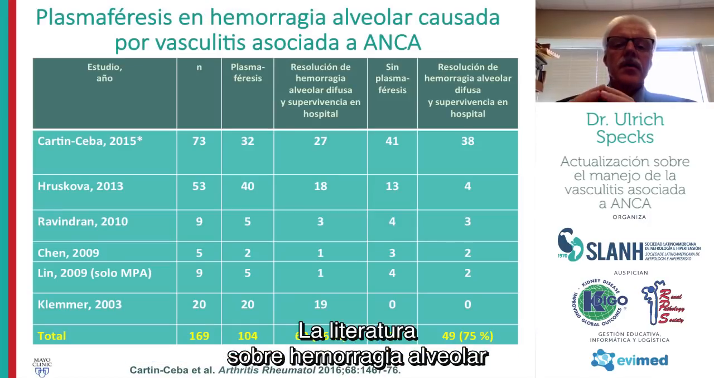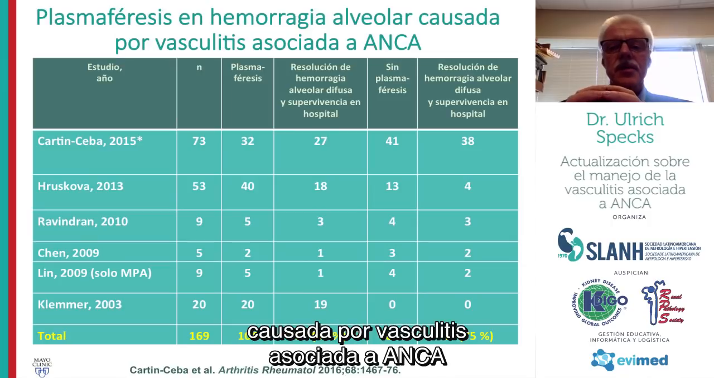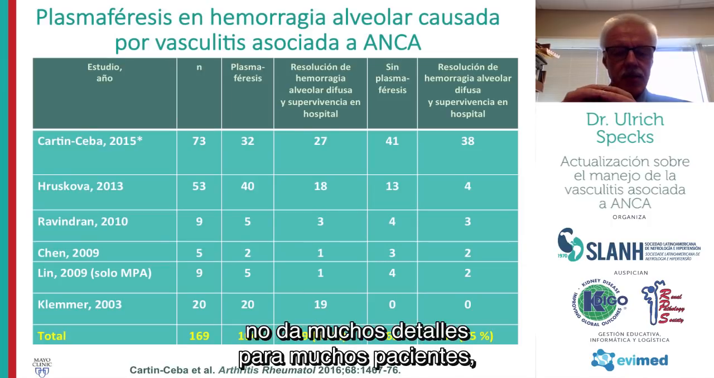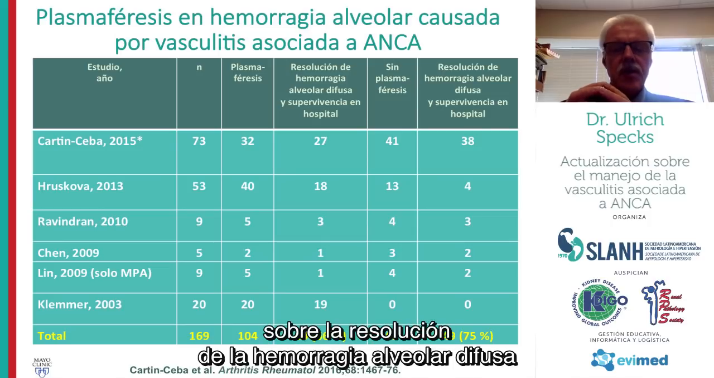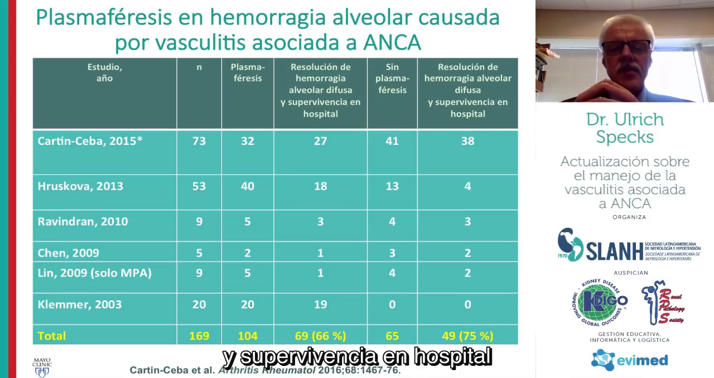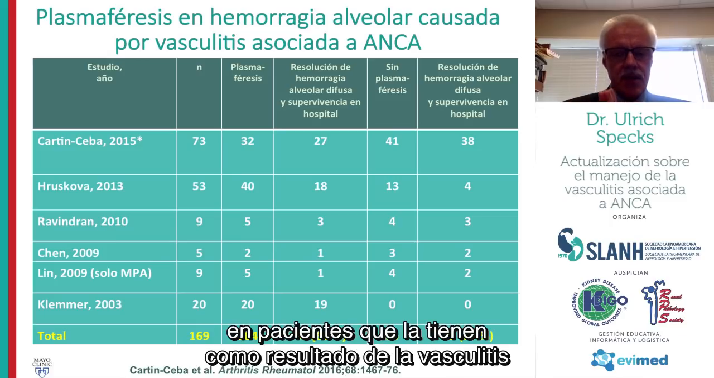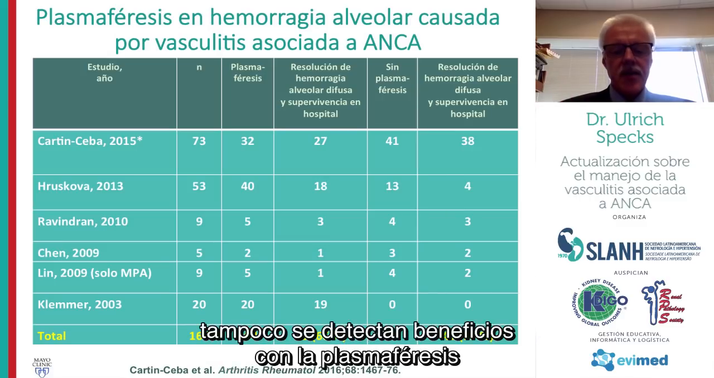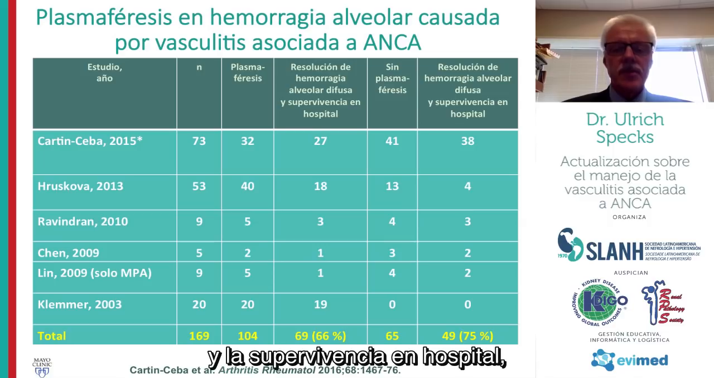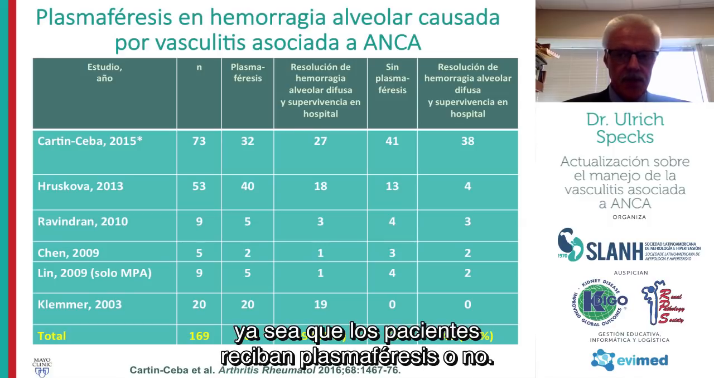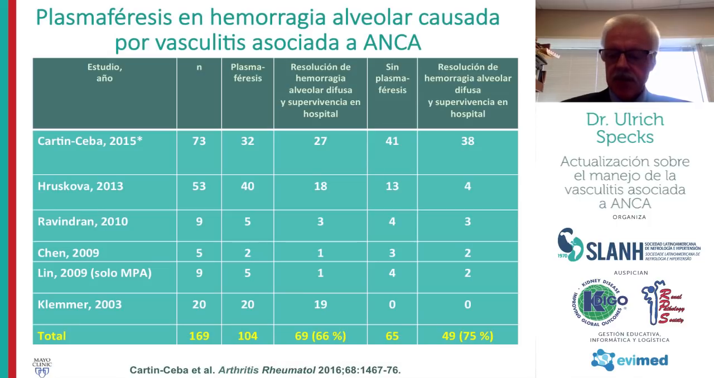The literature with respect to alveolar hemorrhage caused by AAV does not provide a whole lot of detail for a lot of patients, but when we summarized all available information about resolution of the diffuse alveolar hemorrhage and hospital survival in patients who had alveolar hemorrhage caused by AAV and added them all up, we could also not detect any benefit to plasma exchange on resolution of diffuse alveolar hemorrhage and hospital survival, whether the patients received plasma exchange or not.